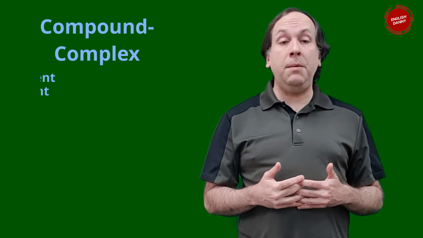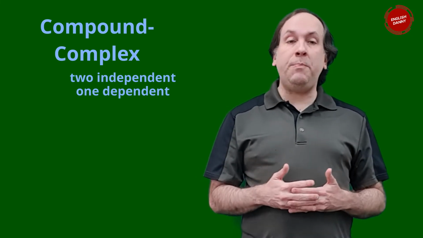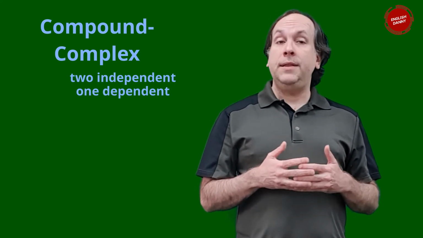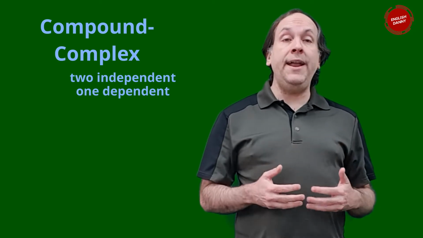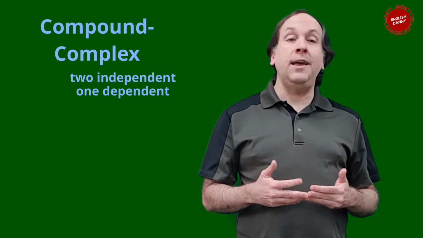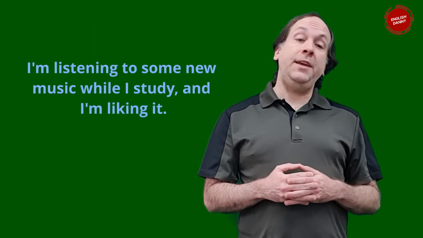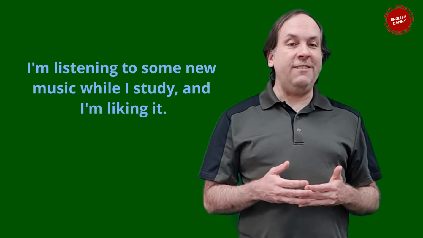Now, let's introduce our fourth sentence type, the compound complex sentence. As you can guess, this type is a combination of the second and third types. This kind of sentence will have two or more coordinated independent clauses and at least one dependent clause. I'm listening to some new music while I study, and I'm liking it.